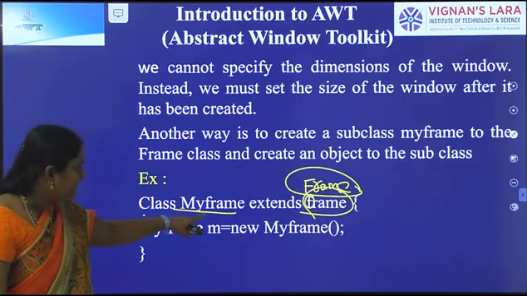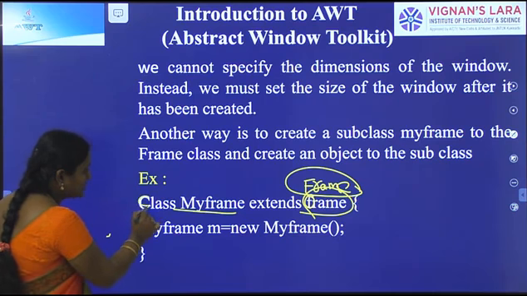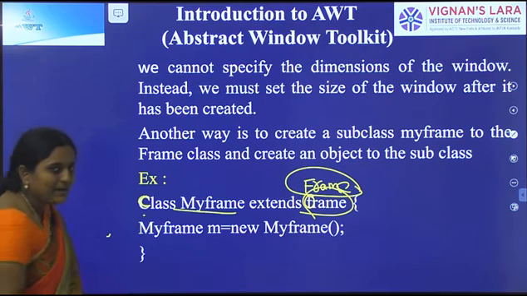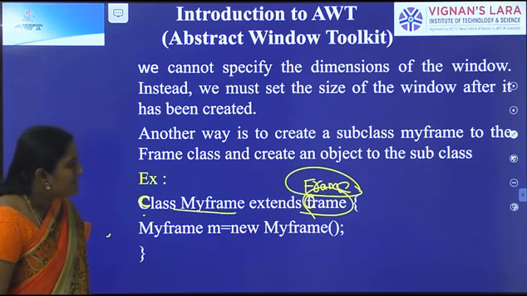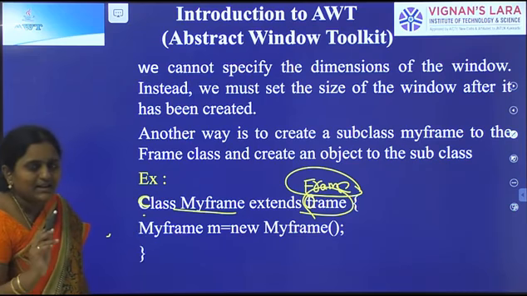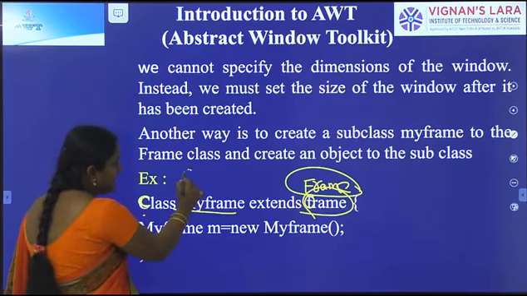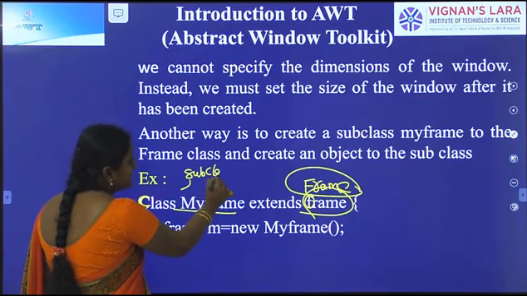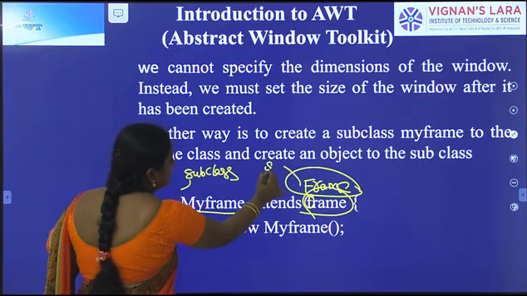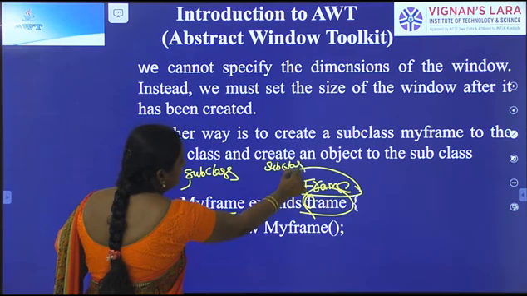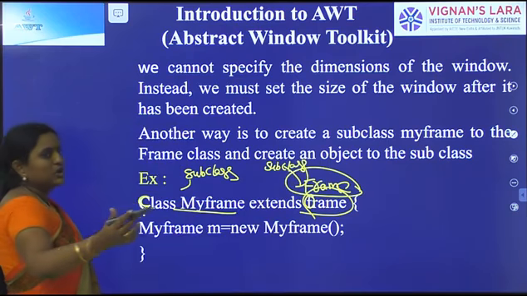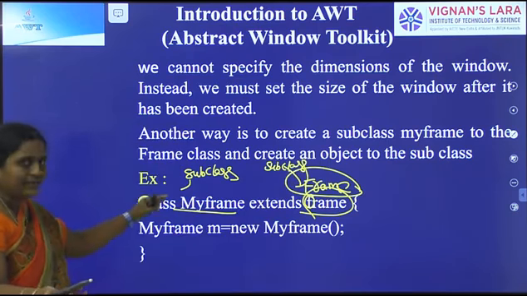Here class is a keyword, and it should start with a lowercase letter. MyFrame is our class. So MyFrame extends the Frame class. MyFrame is the subclass and Frame is the superclass. Generally, whatever properties and default behaviors are available in the superclass are applicable in our class.